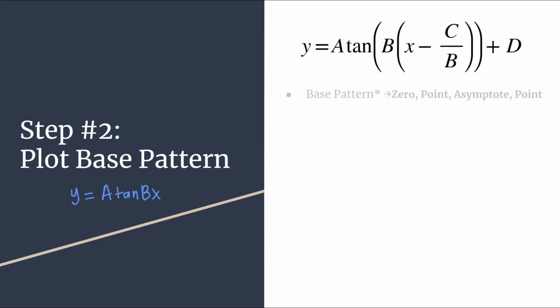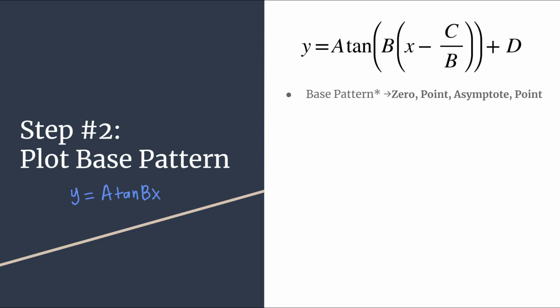All right, there's our equation, and here's our base pattern for tangent. It's 0, point, asymptote, point. Remember, 0 is just another name for x-intercept. And those points I like to think of in my head as curve shaping points. They really develop that tangent curve, that characteristic curve.